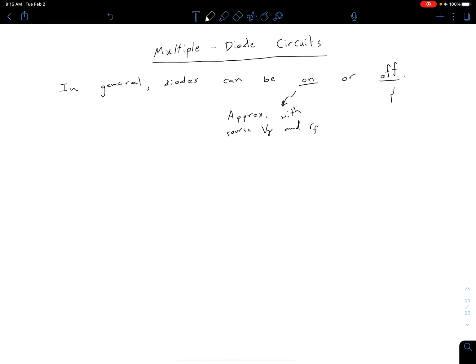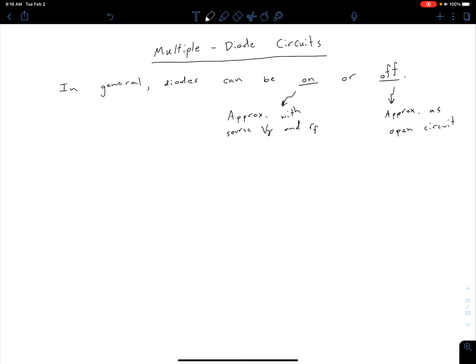Now, when our diode is off, we can just approximate it as an open circuit. We say that it's not allowing any current to flow. So approximate as open circuit. And again, we know that there's going to be some small amount of reverse bias current flowing, but it's small enough that it's basically negligible. So we know we have these two possible states for our diodes.